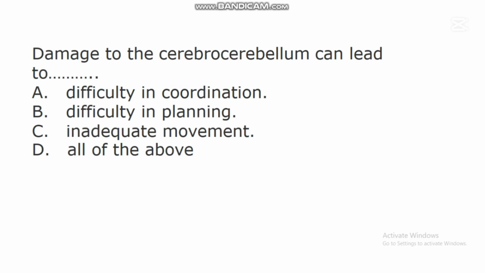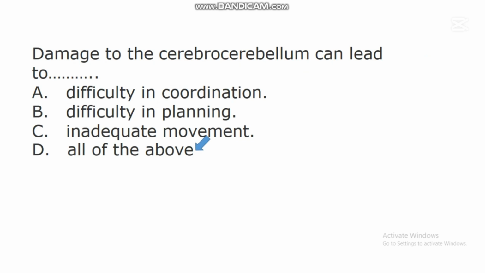The next question says, damage to the cerebellum can lead to dash. A. Difficulty in coordination. B. Difficulty in planning. C. Inadequate movement. D. All of the above. In this question, the correct answer is D. All of the above.